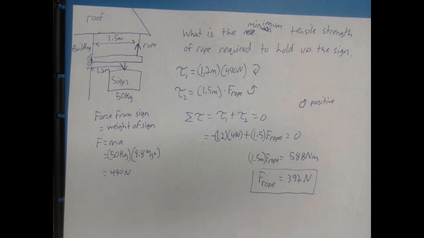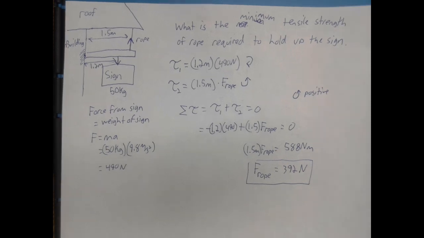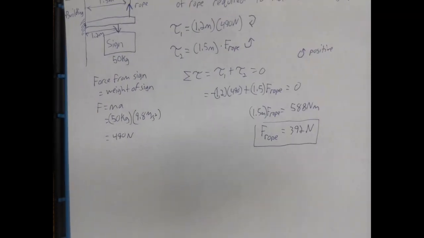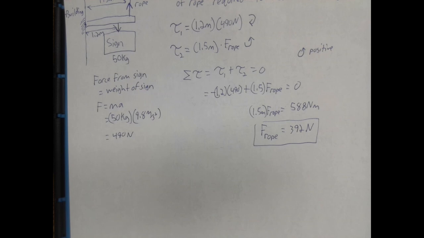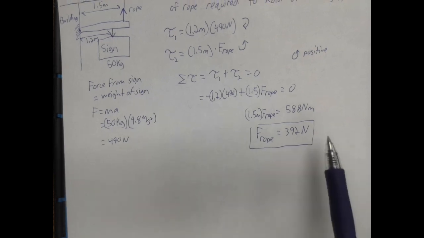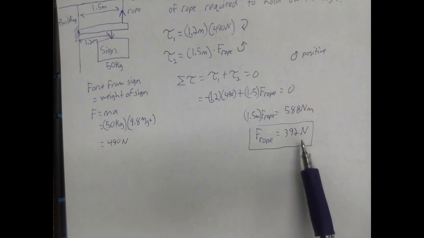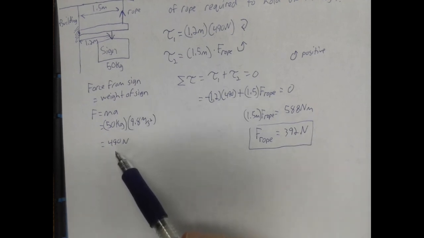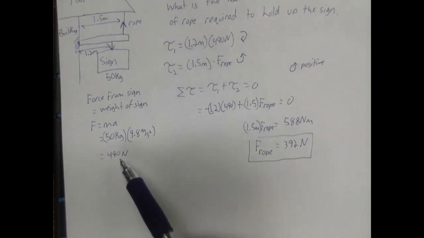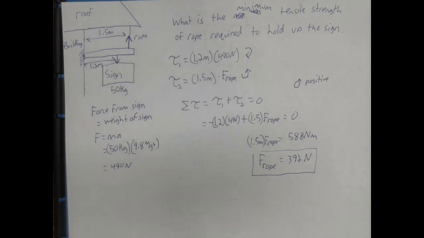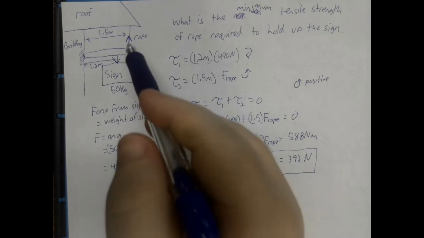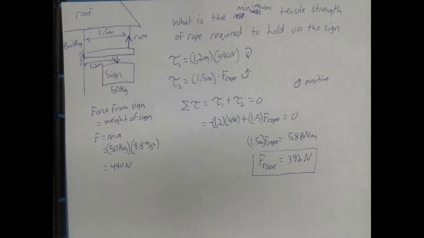What this means, and we can see better designs when we get to 2D, or actually, no. What this means is the rope doesn't have to support the full weight of the sign. The rope only has to be able to hold up less than 400 newtons, while the sign weighs about 500 newtons. So by design, by making this rope farther out than the sign, it's able to lift up a heavier sign. Does that make sense? There are designs where you can actually end up using less strong material to hold up heavier objects.